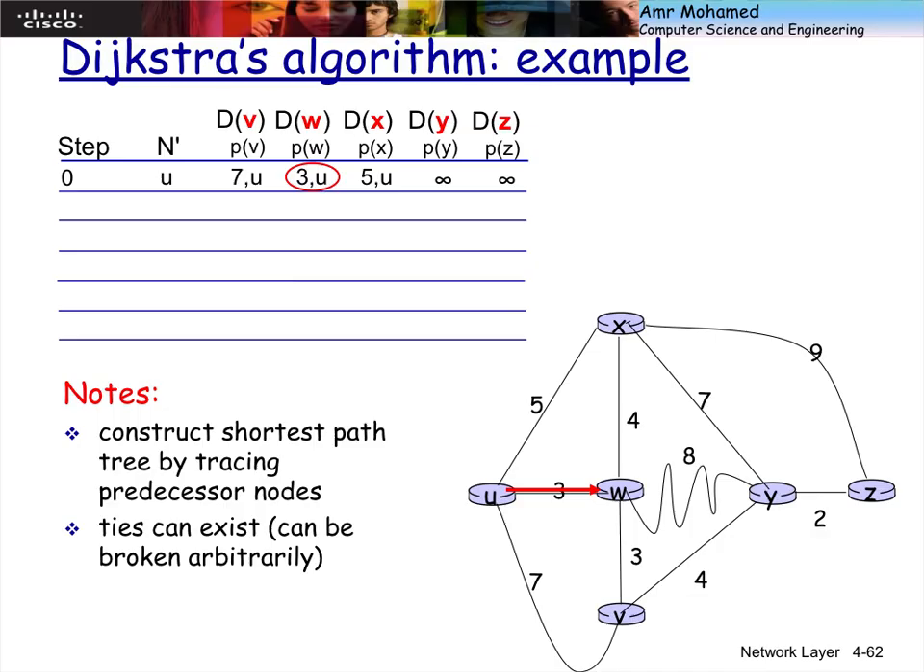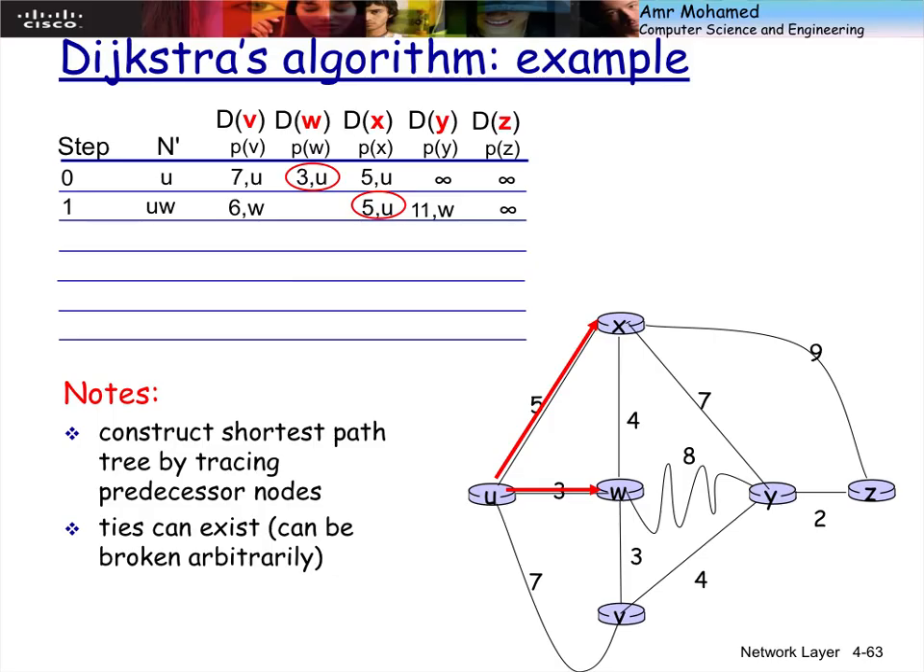So Dijkstra's algorithm is very simple, but it needs some practice. If you do 1 or 2 examples, it's very systematic and very simple. If you select this minimum cost, include it in N dash, and you keep doing this recursively, you will construct the shortest path tree very systematically. So we need to add node W now to N dash, and from then on we can assume that we know U and W. So this is iteration number 2. We have U and we have W.